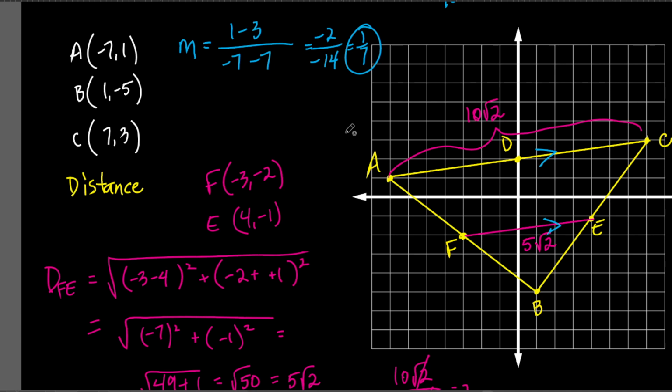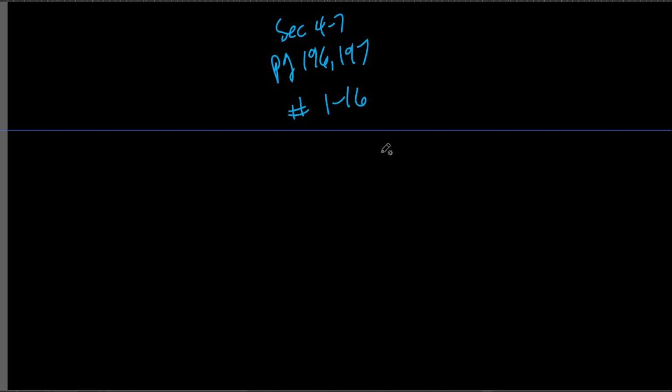So there you go. So you do have homework tonight. It's what we backed up a day. So you're doing Wednesday's assignment. You're not doing Thursday's assignment. You're doing Wednesday's assignment, which is, let's not stop, let's pay attention, page 196, 197, and it's 1 to 16. And this is section 4-7. Okay. So there you go. That's the section.